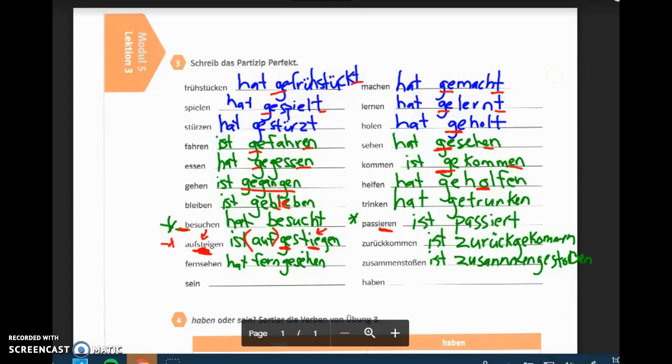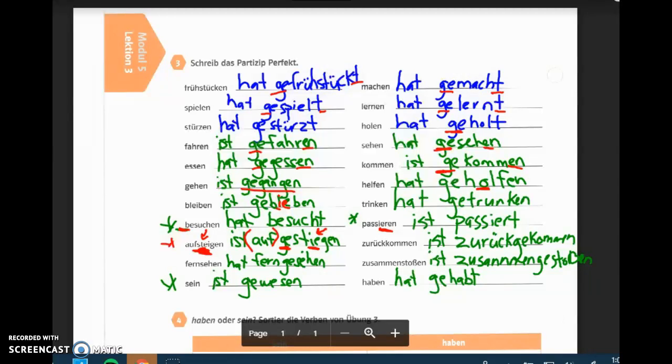The verb sein is highly irregular, of course. We might as well always star that one. And it's ist gewesen. Haben is going to be hat gehabt. I would just really make some flashcards of those or spend some time just saying them to yourself.